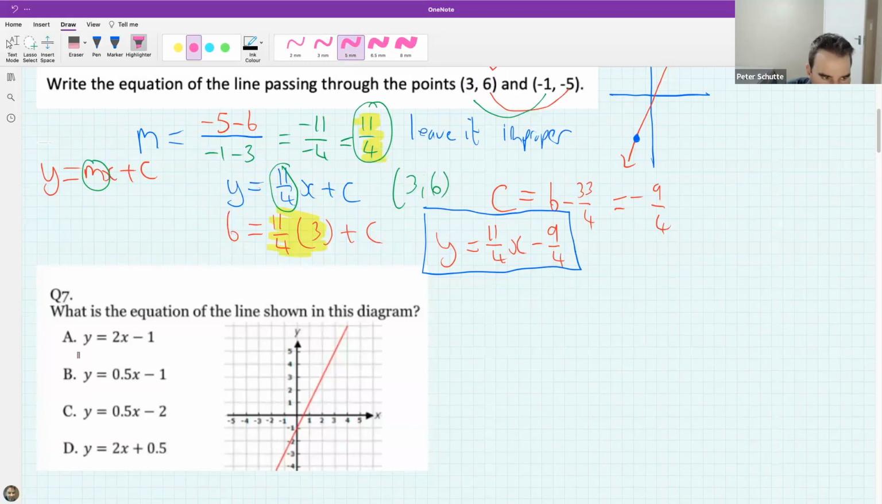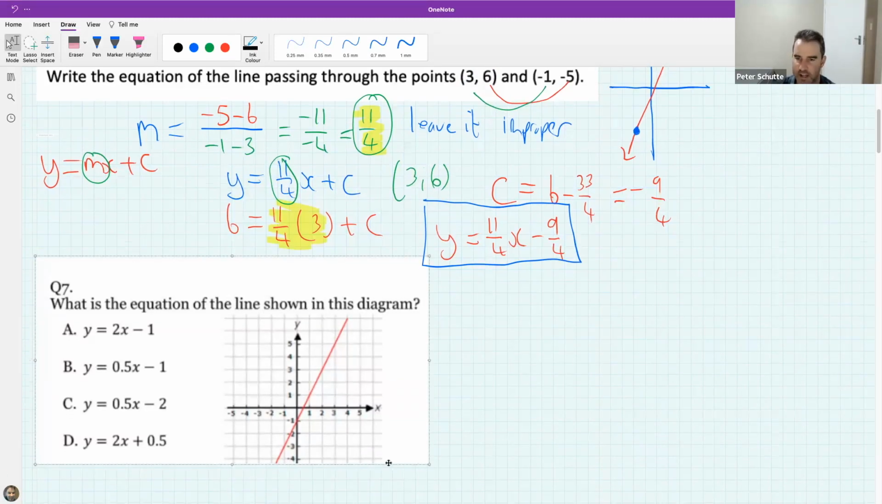So let's see if we can try and do question 7. Now, we're given a straight line on a graph, and so we want to figure out what the equation of this line is. I guess we need two things. We need M and we need C.